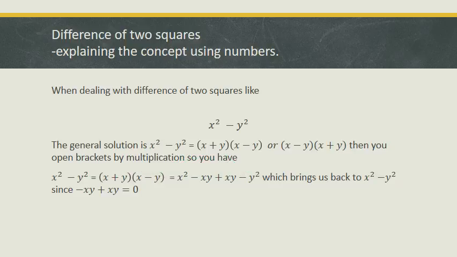So which brings us back to x squared minus y squared, since minus xy plus xy is going to be 0. This cancels out. It's going to be 0.